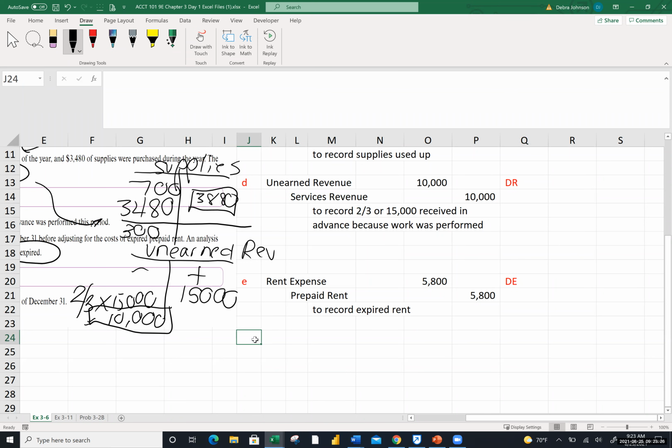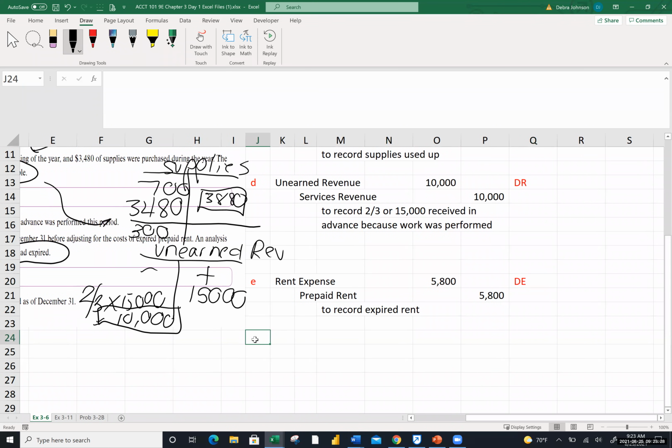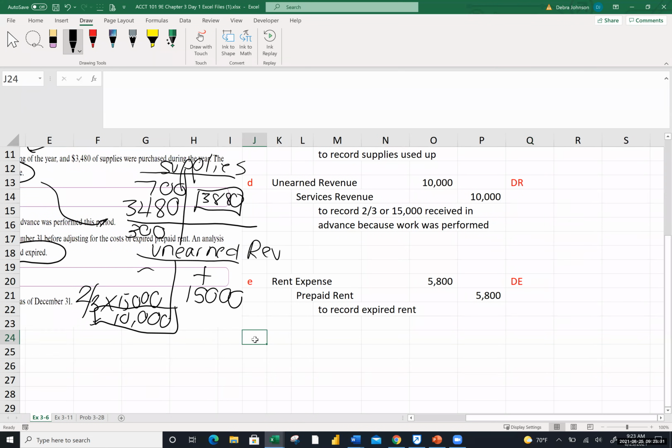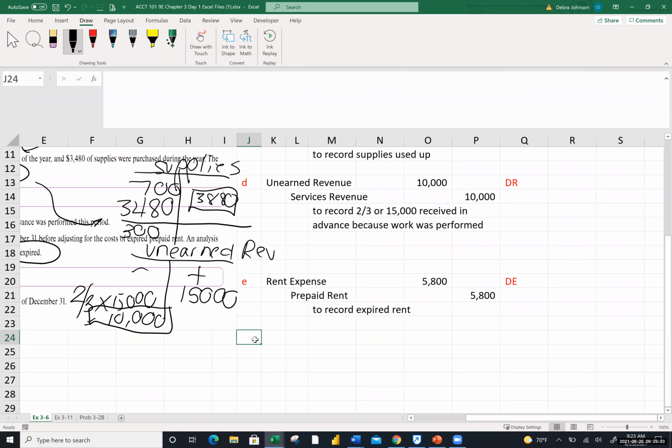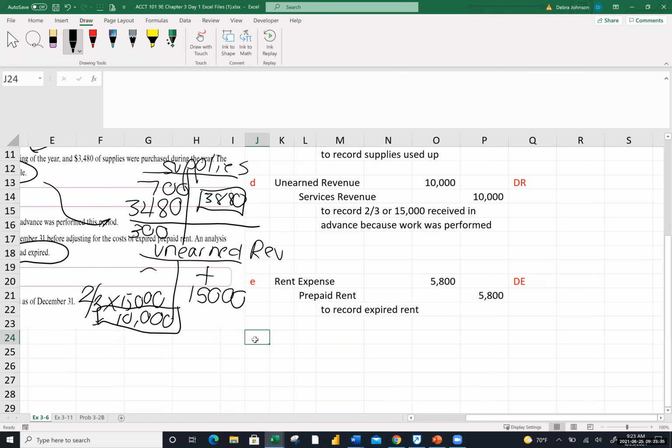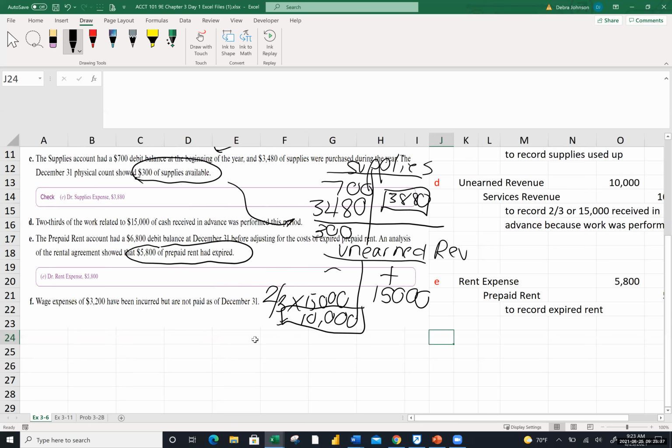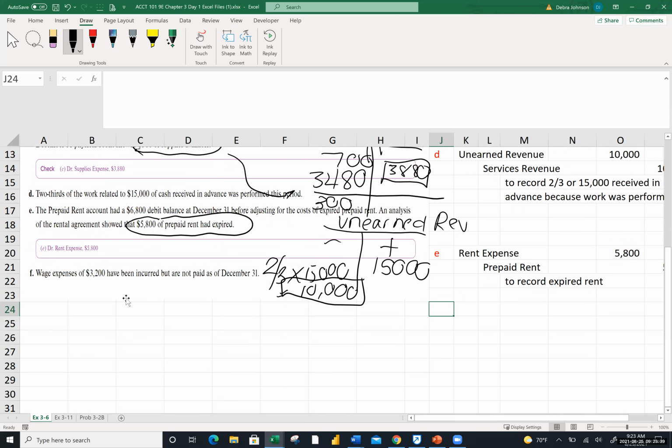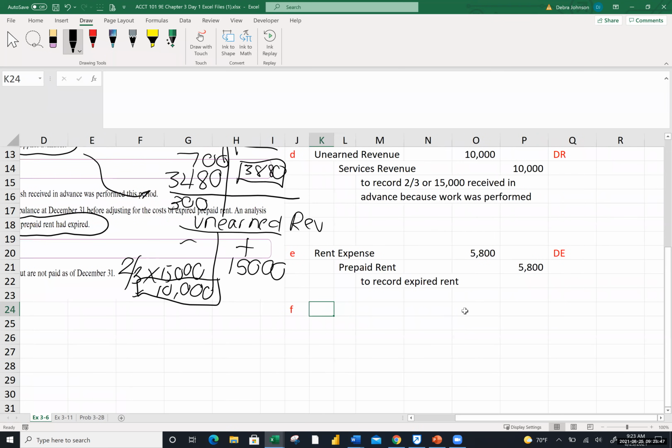So hopefully most of this has been a review. Again, maybe the terminology might be a little challenging. That's why we're working on it. But most of these calculations you've done. And letter F, wages expense have been incurred but not paid. Okay, wages expense have been incurred but not paid. GAAP says you've got to record the expenses when they're incurred. So it doesn't matter that they haven't paid it.